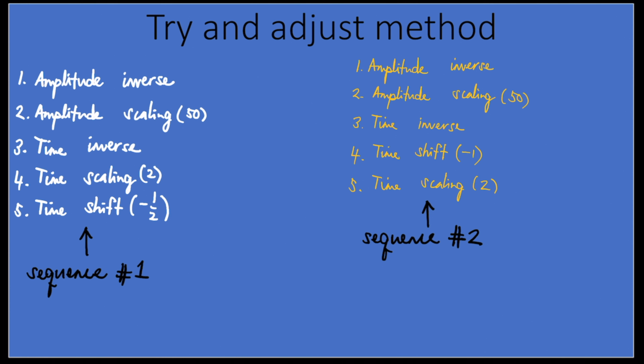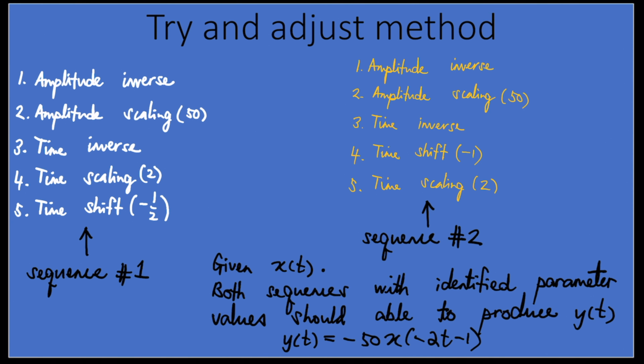The first sequence involves amplitude inverse, and then amplitude scaling, time inverse, time scaling, and step number 5, time shift. For the second sequence, the first 3 steps are similar, but step number 4 is time shift, and step number 5 is time scaling. Similarly, for step number 4, why is the time shift a factor of minus 1? This is because t0 is equal to minus 1.